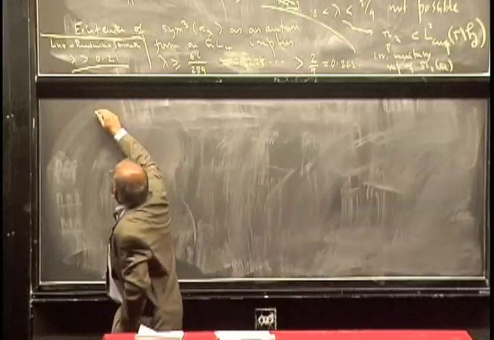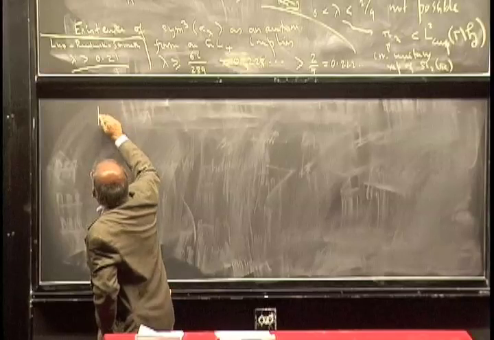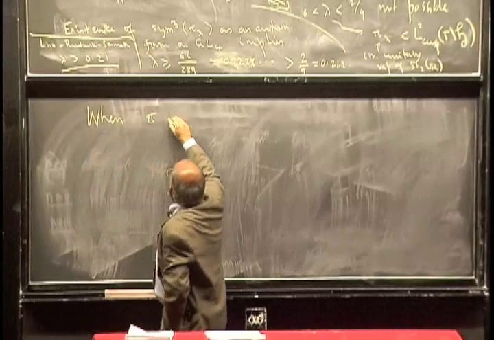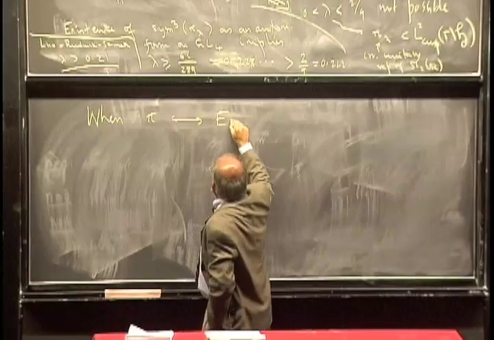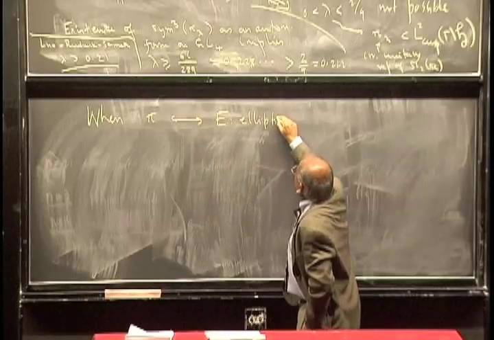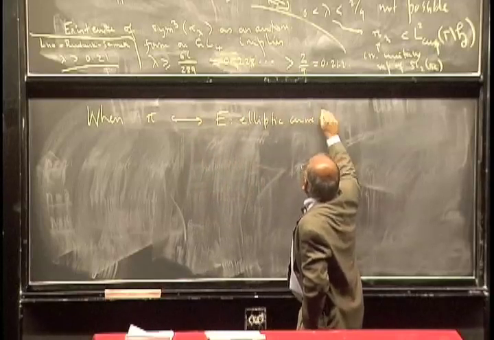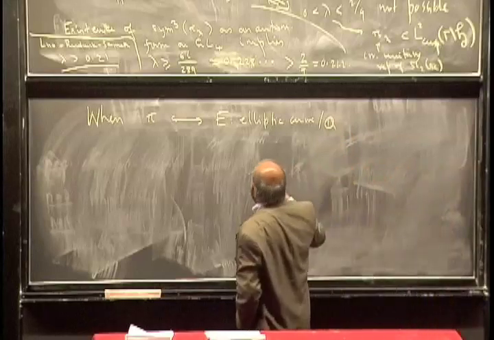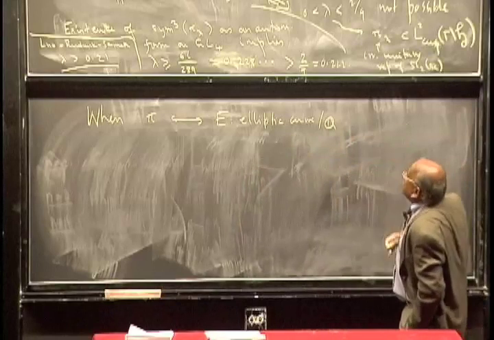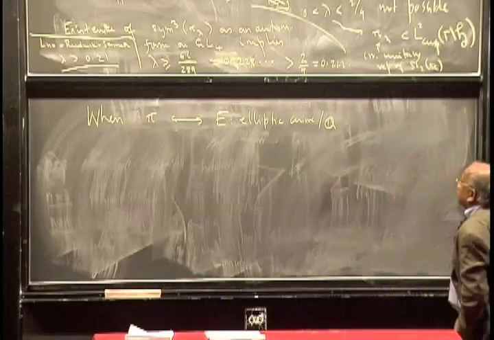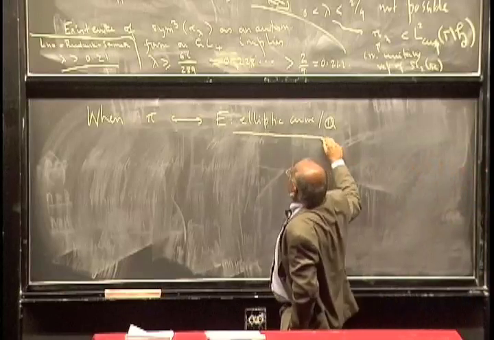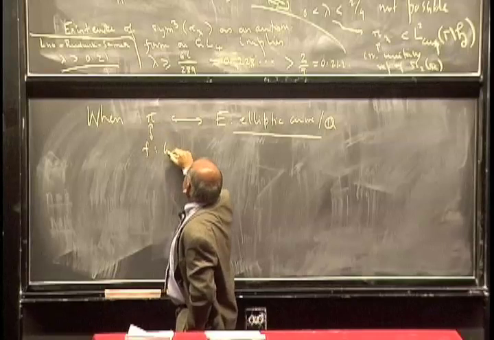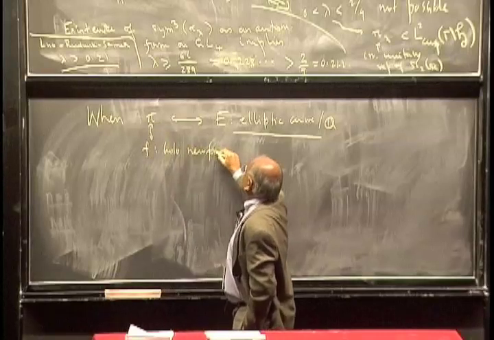I should also mention that when pi is associated to an elliptic curve over Q, much greater work, starting with the work of Wiles and Taylor-Wiles and various people, we know that every elliptic curve over Q is associated to F pi, which is a holomorphic newform of weight 2.